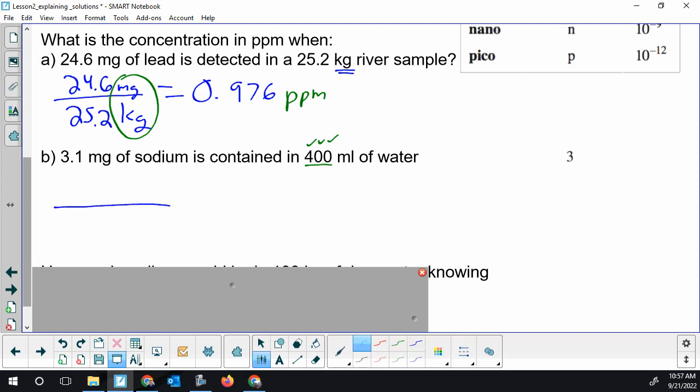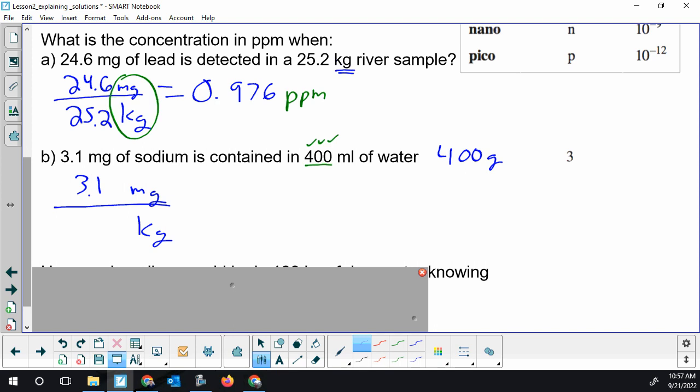Set up our ratio. Our solute is given in milligrams again. So if we have our solute in milligrams, we need our total solution in kilograms, which we don't have. We don't even have mass units. So we've got a little bit of converting to do. Now water, every milliliter is exactly a gram. So 400 milliliters would be exactly 400 grams. There's no need to weigh it. But that's still the wrong units. We've got to convert grams to kilograms.